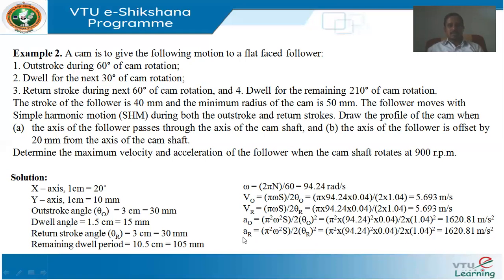Similarly, the maximum acceleration during return stroke, the equation is pi square into omega square into S divided by 2 into theta r square. Omega in radians per second, S in meter, return stroke angle in radians. Substitute all the known values. After simplifying this equation, we get 1620.81 meter per second square. According to the given data, the maximum velocity during outstroke and return stroke has the same value, and the maximum acceleration during outstroke and return stroke also has the same value.